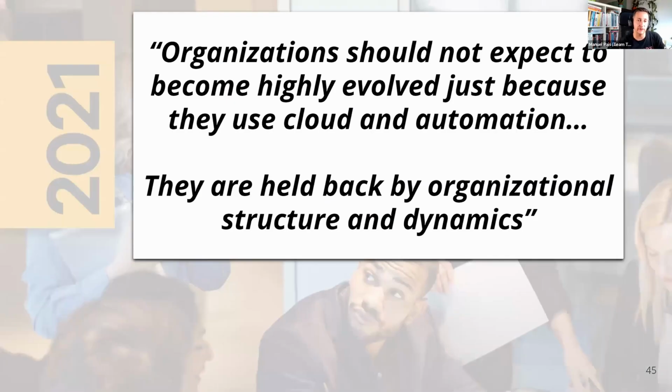And so one of the things they found is that basically these days organizations should not expect to be more high performing or highly evolved, as they said, just because of using cloud and automation. Basically, those things are table stakes now. They're the baseline that we need to have if we even want to compete with others. We need to have those technical approaches and automation where it makes sense. But the low performers typically are held back by organizational structure and dynamics. So issues around how do we improve the way we interact to be more effective, more performing, what kind of dynamics should be in place so that we are improving those aspects of the work.